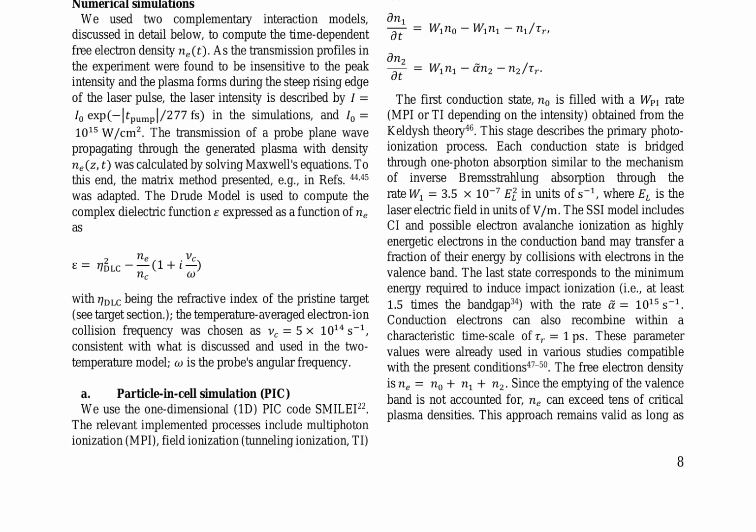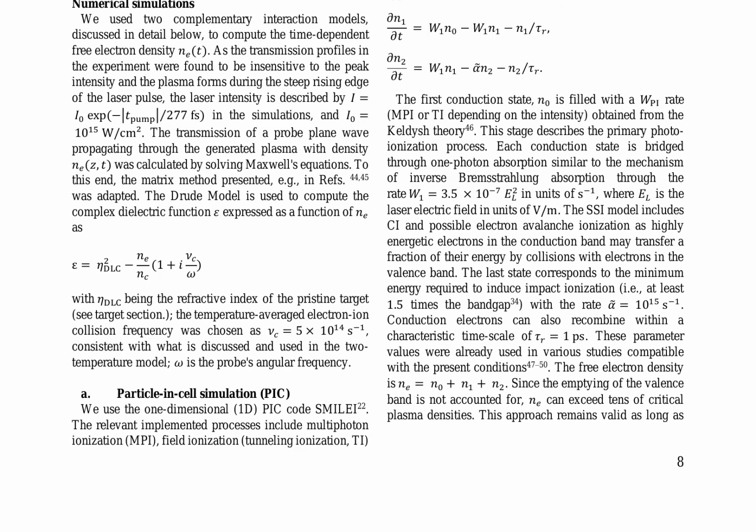The simulation box has a length of 1 micrometer and a cell size of 0.156 nanometers, with the target modeled as a slab of cold carbon atoms at solid density. The pump laser has a central wavelength of 1030 nanometers and enters the box from the left, with a temporal resolution of 5 × 10^4 fs.